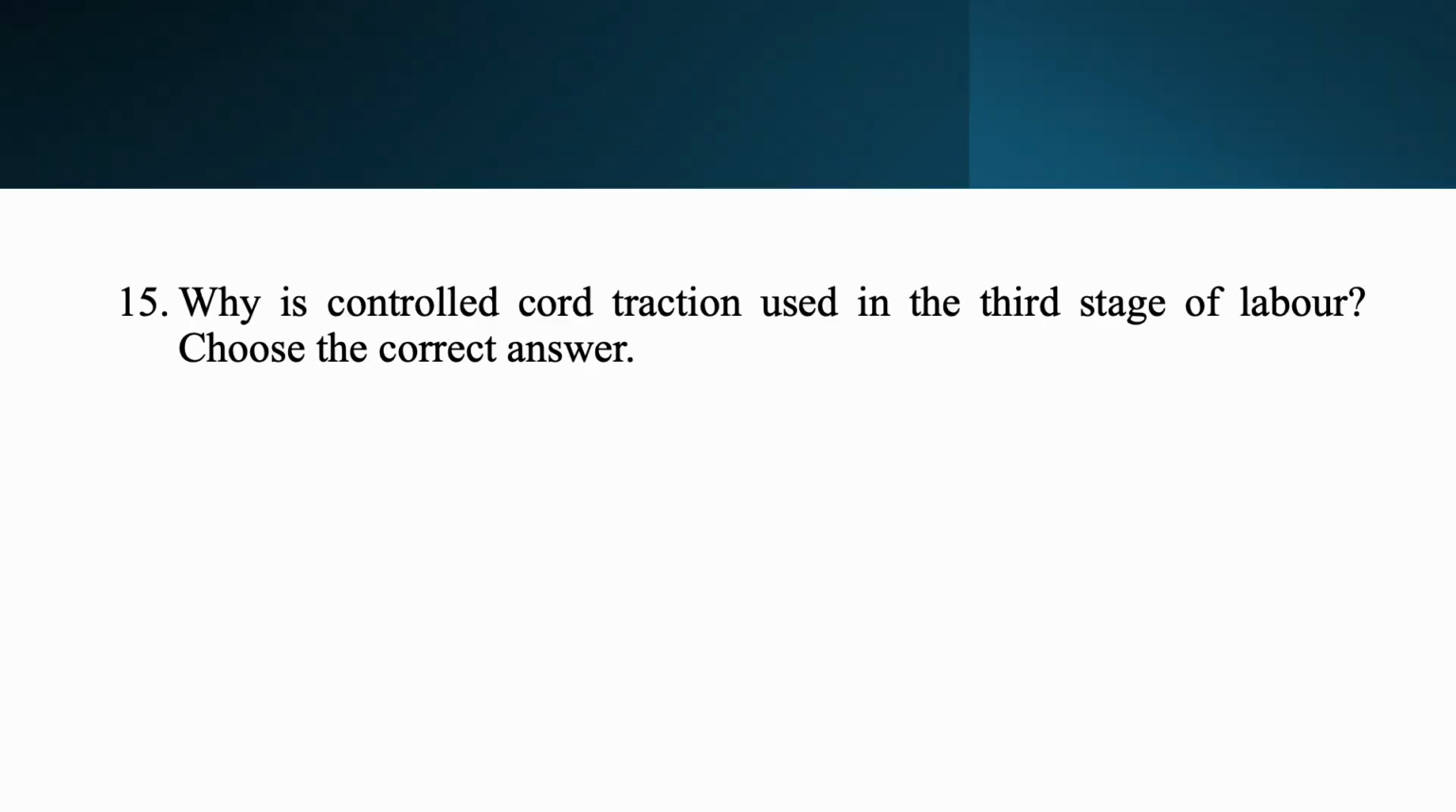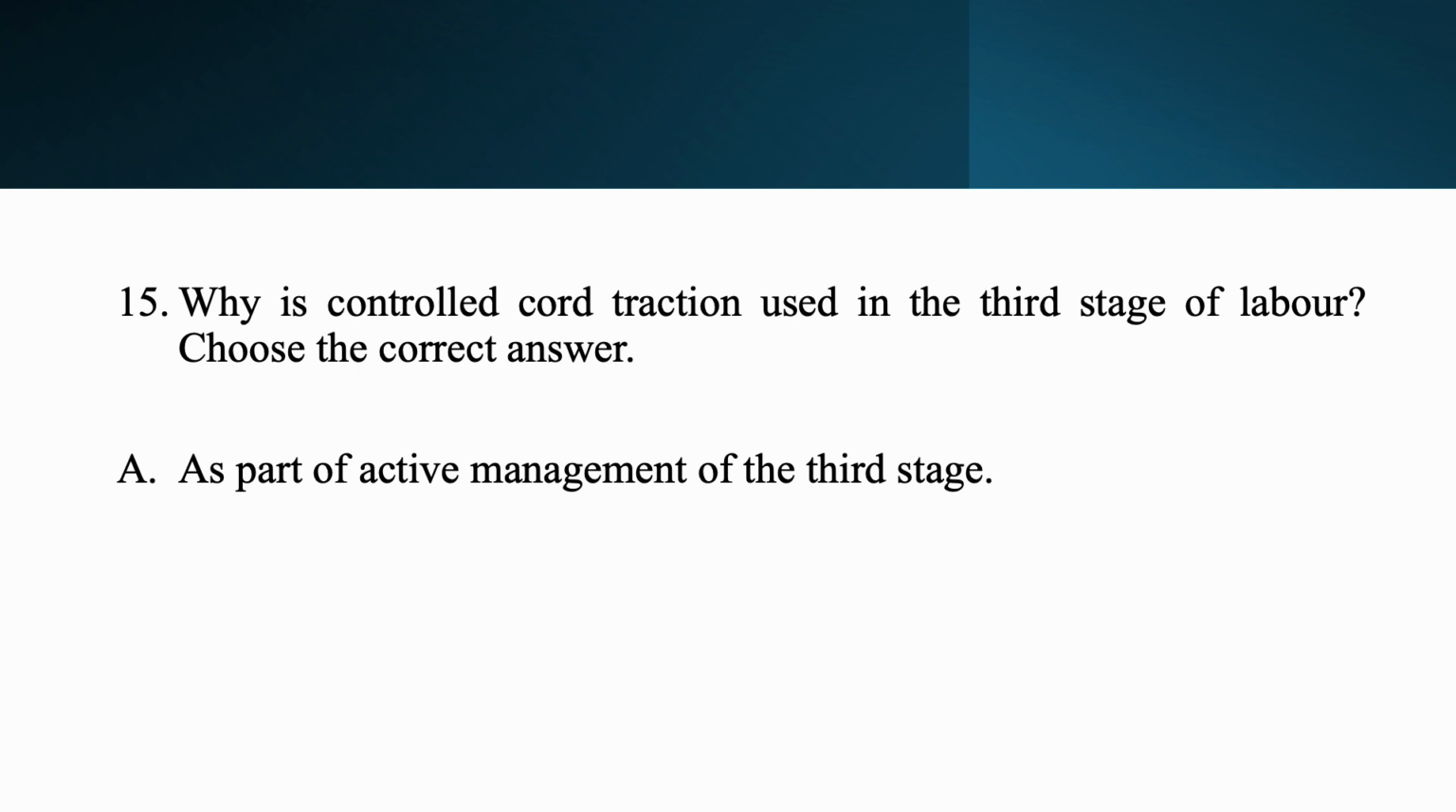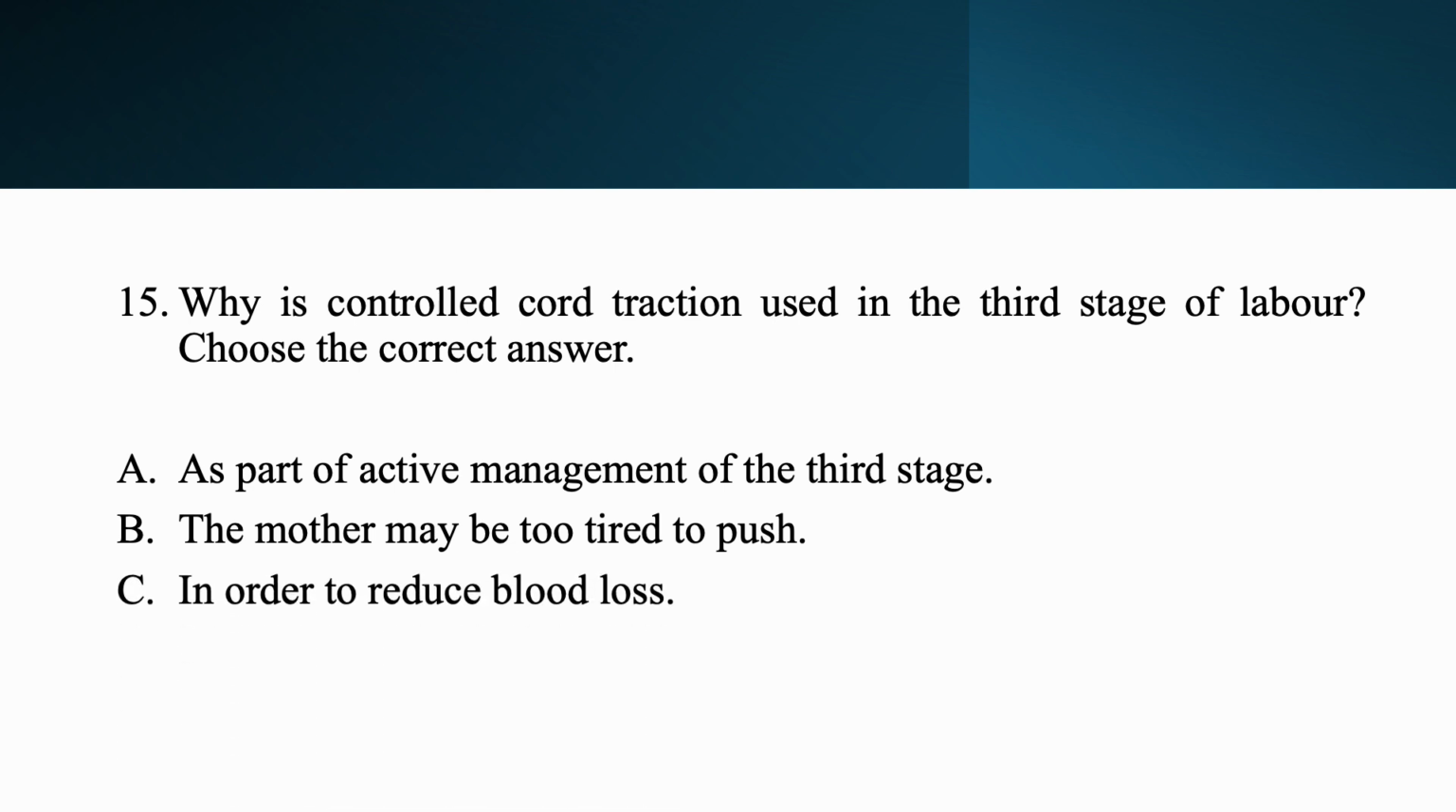Question number 15. Why is controlled cord traction used in the third stage of labor? Option A. As a part of active management of the third stage of labor. Option B, the mother may be too tired to push. Option C, in order to reduce blood loss. Option D, in order to remove the placenta quickly.